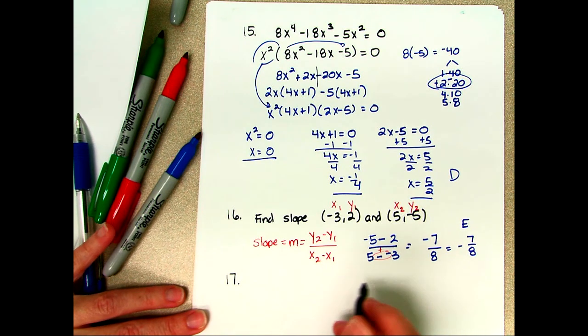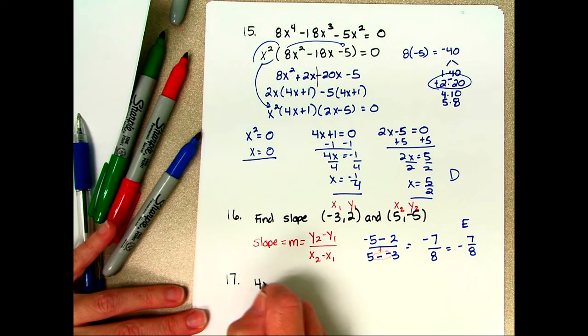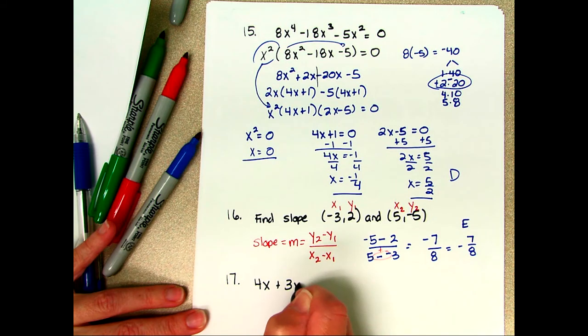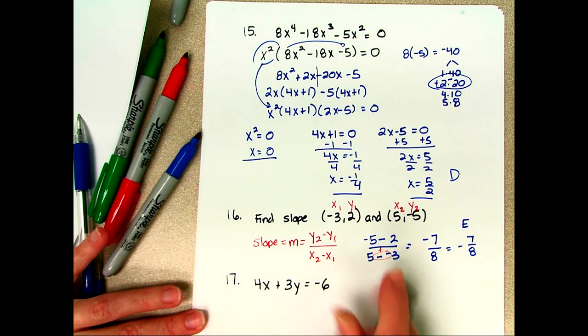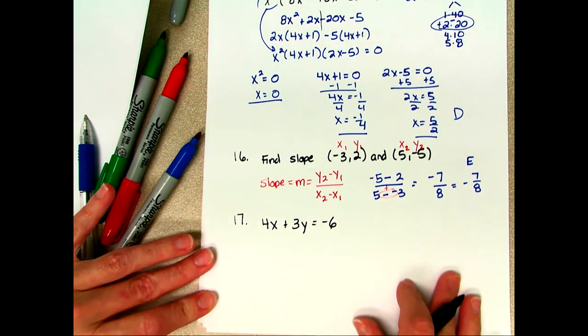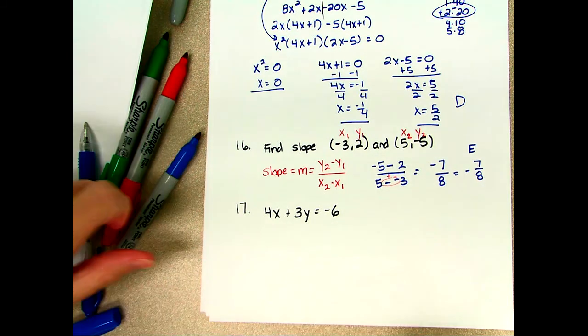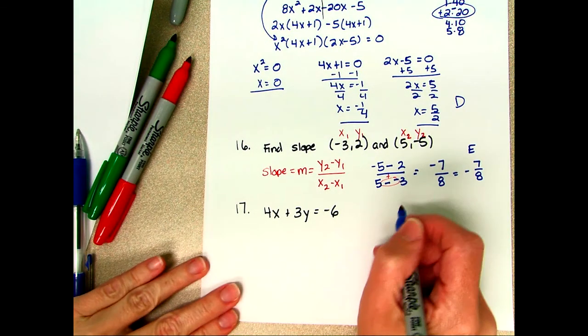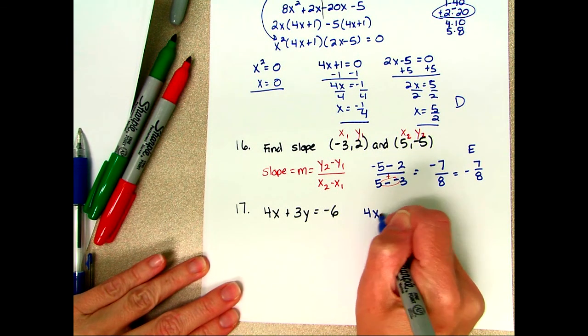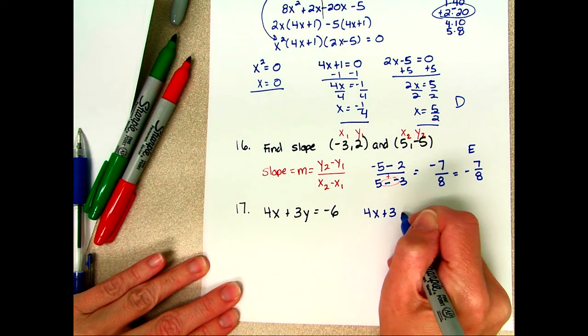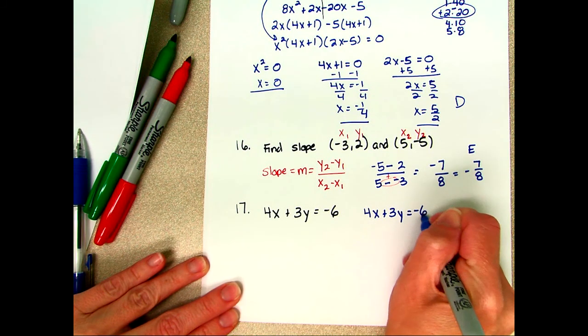Number 17, find the slope of a line that is perpendicular to the line 4x plus 3y equals negative 6. If we know the slope of the given line, we know our perpendicular slopes are opposite reciprocals. So let's first find the slope of this line. To find the slope, we put the equation in slope-intercept form.